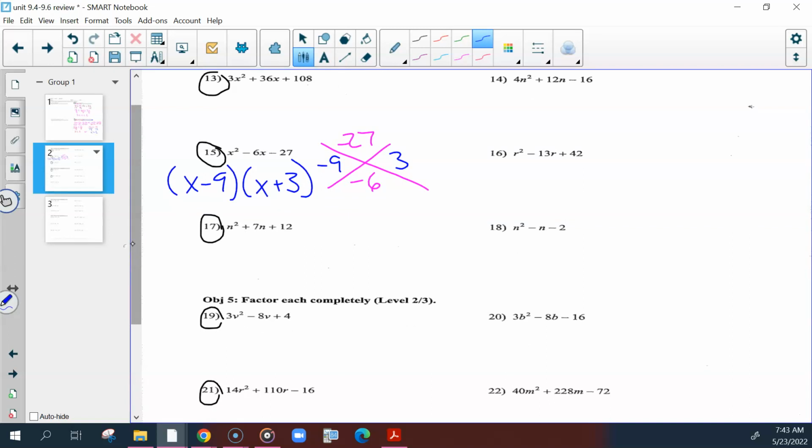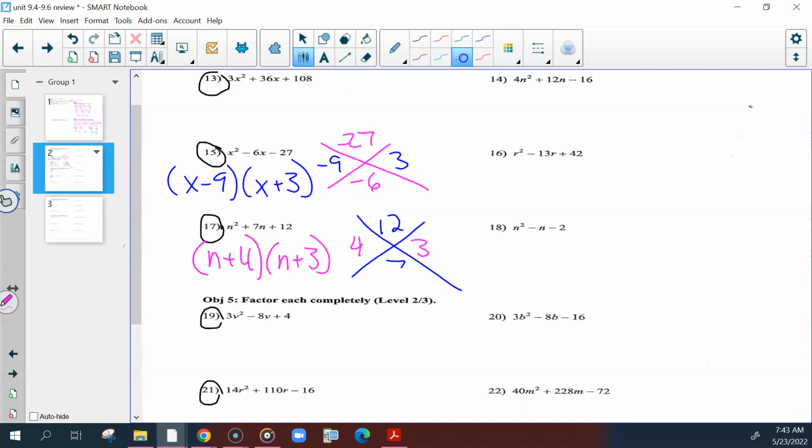For 17, same thing. We're looking for two numbers that multiply to be 12, but add to be 7. What two numbers would work? Say that one more time. So then our factors would be n plus 4, n plus 3.